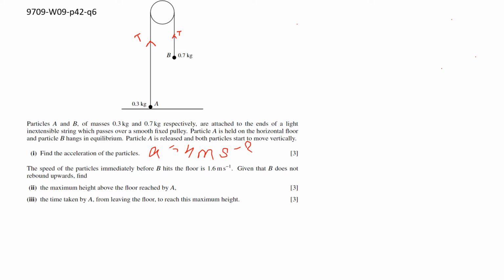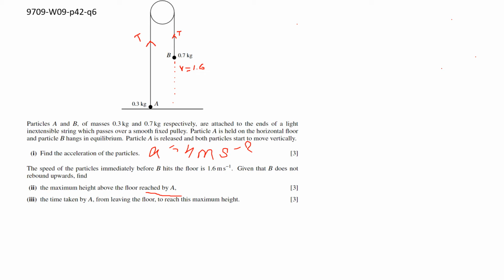And what is being asked in question number 2? The speed of the particles immediately before B hits the floor is 1.6 meter per second. Given that B does not rebound upwards, find the maximum height above the floor reached by A. So you have to know that when B falls down, the speed is 1.6, and the question asks to find the maximum height for A.